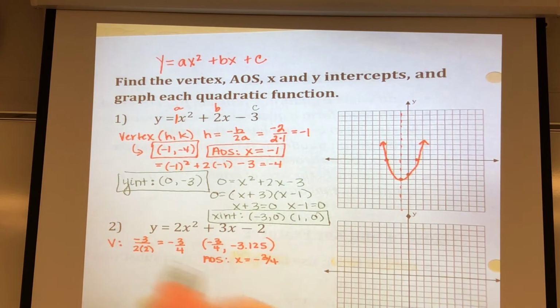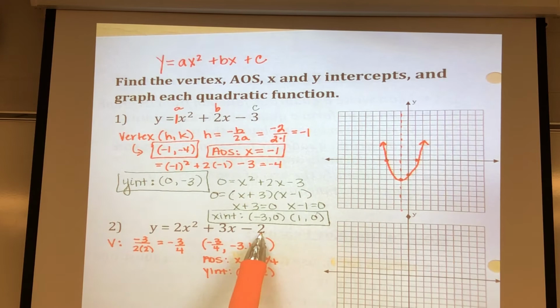Okay, then we can do our y-intercept. Remember, that's the easy one. It's just putting a 0 in for x and taking the c value. And then we need to factor to find our x-intercepts. So remember, when we factor, we take our leading coefficient times our constant, so 2 times -2, something that multiplies to get -4, adds to get 3, and we're going to split the middle.